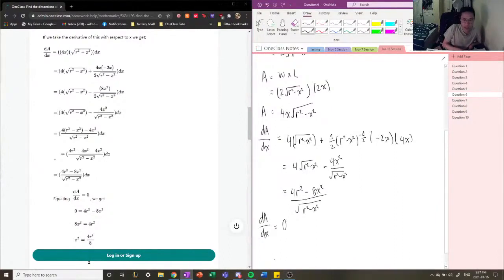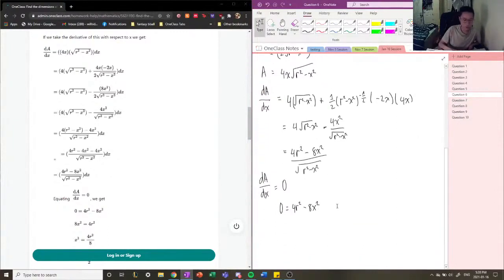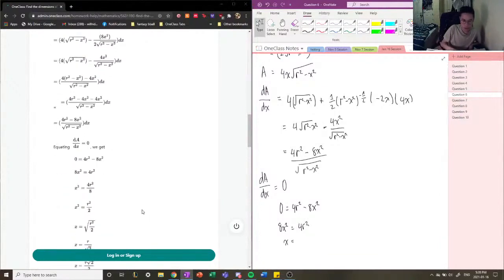Okay, so if we set this equation equal to 0, we notice here that this is a rational function, right? So to set this equation equal to 0, all we have to do is find the value of x which will make the numerator equal to 0. And that's what we're going to do. So 0 equals 4r squared minus 8x squared. And if we isolate for x, we get 8x squared equals 4r squared. We have x equals the square root of r squared divided by 2.